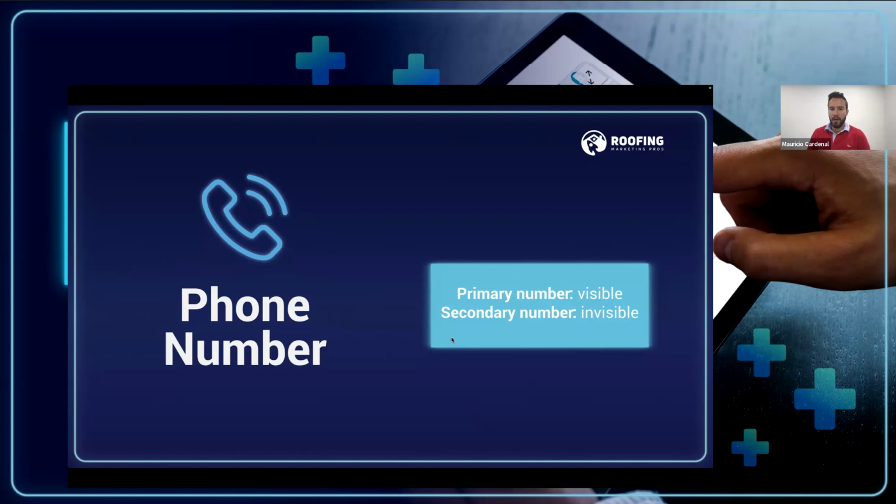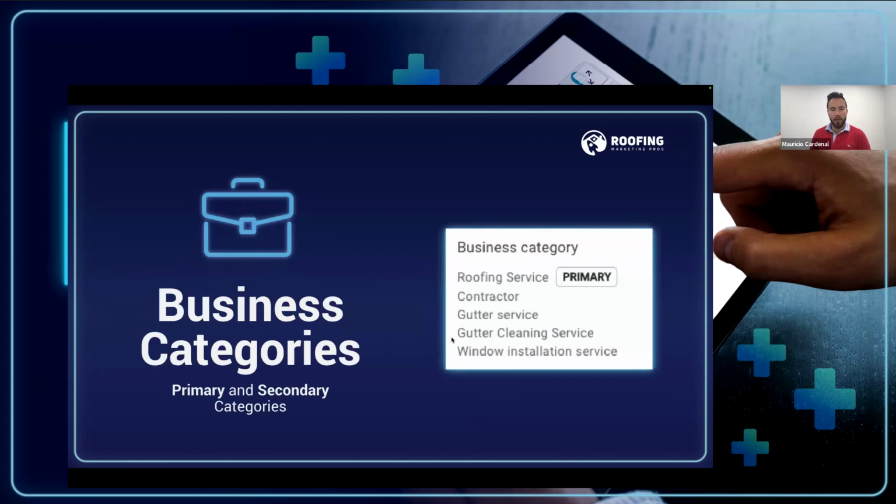Other things I want to go over are business categories. I talked about this already: having primary and secondary categories. Google Business Profile allows you to have one primary category and multiple secondary categories. There's an example right there.